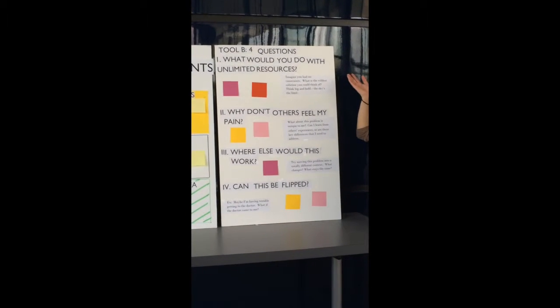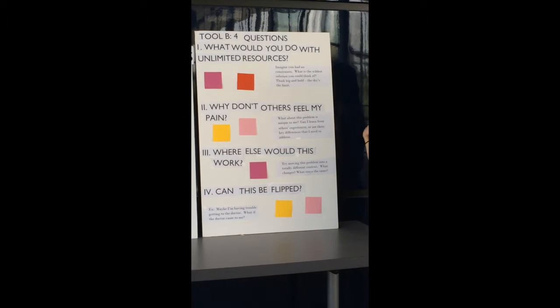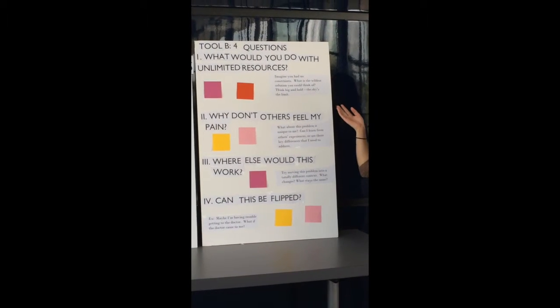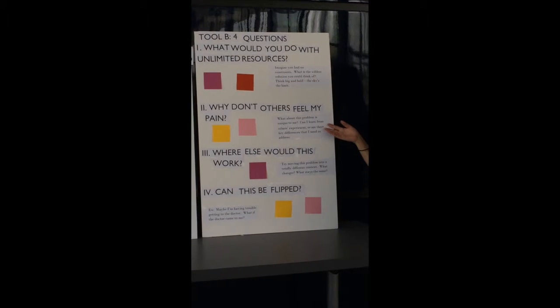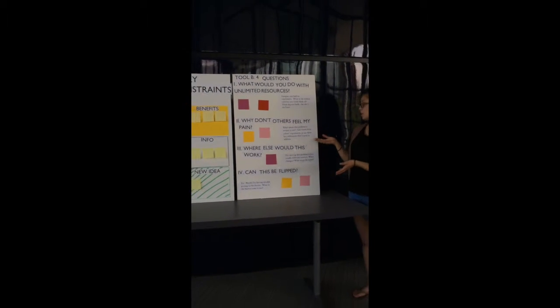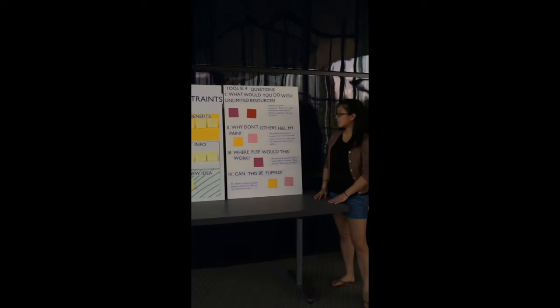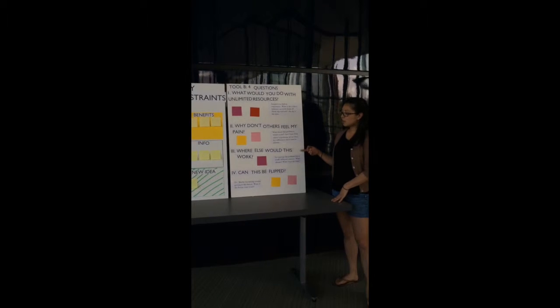So the first one is thinking about, what if you had unlimited money or time or resources in the world? What's the wildest solution you could think of? Second is, why don't others feel my pain? So here you're thinking about, what about this problem is unique to me? Can I learn from other people's experiences, or are there reasons that there are differences? Third is, where else would this work?